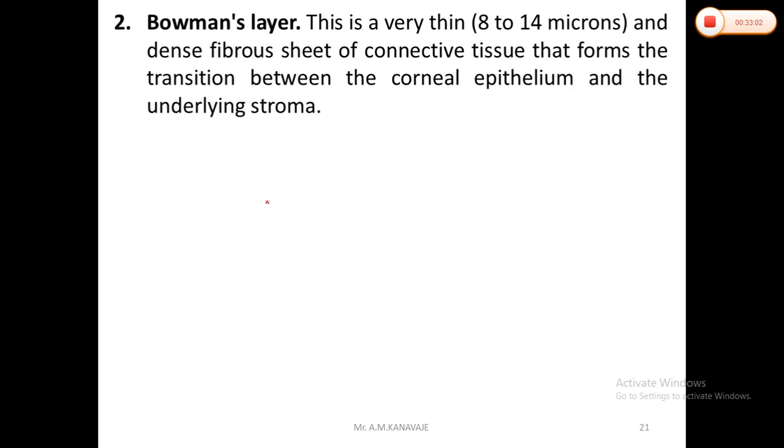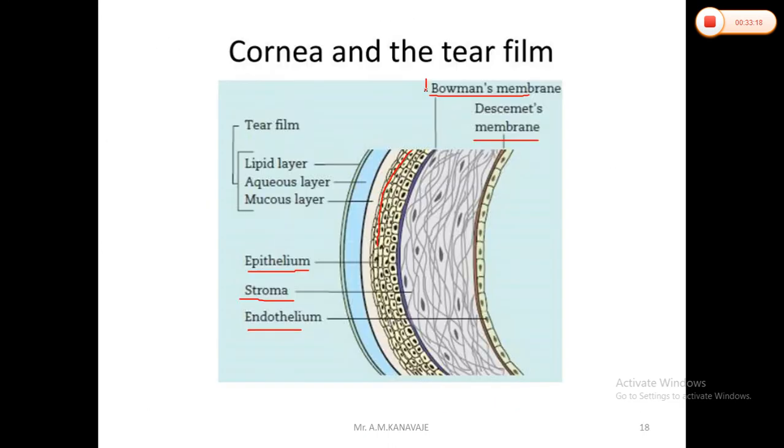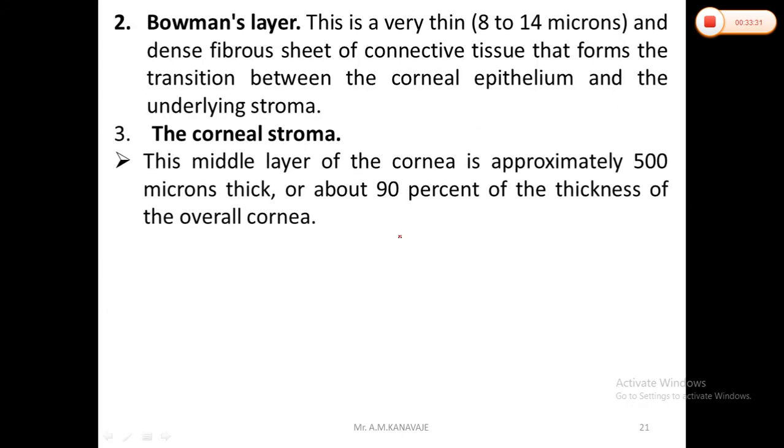The second layer is Bowman's layer, which is a very thin and dense fibrous sheet of connective tissue that forms the transition between the corneal epithelium and the underlying stroma. So this is called Bowman's membrane, which forms one layer in connection with our stroma and our epithelium. Now the third layer is the corneal stroma.